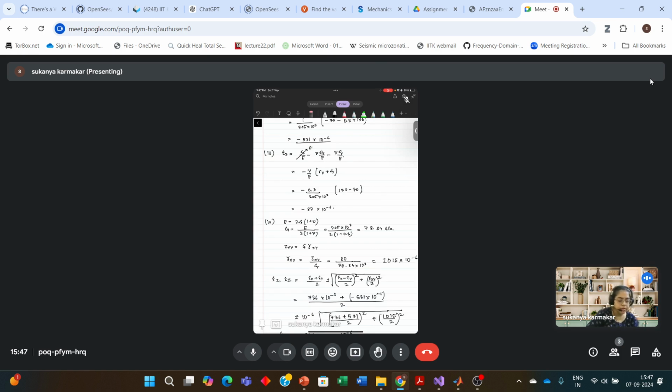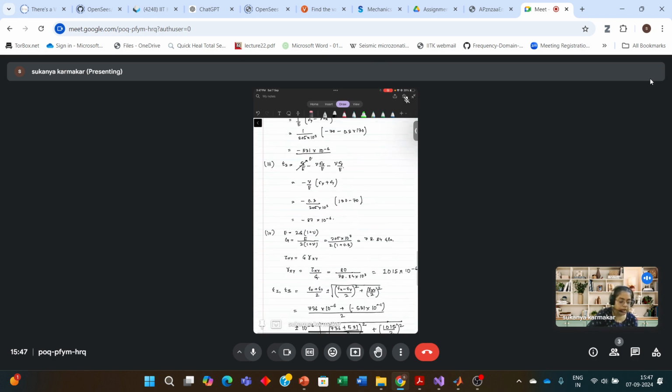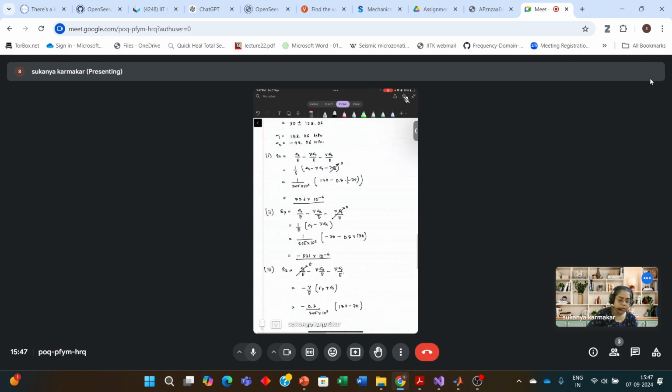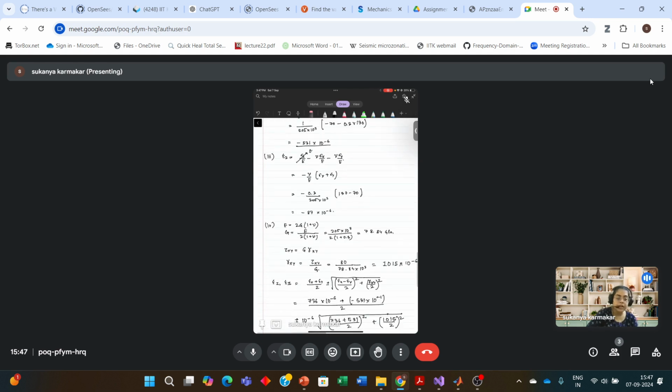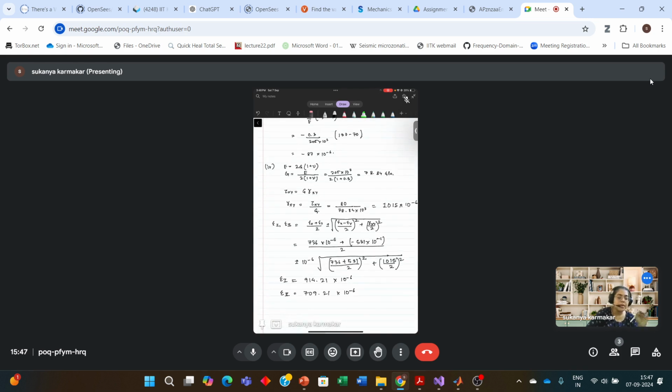Yeah, earlier also you used the constitutive relationship only. You found out the strain in the xy plane. Now, since you know the strain in x direction, y direction, and gamma xy, that is the shear strain, you could locate the major principal strain and minor principal strain.